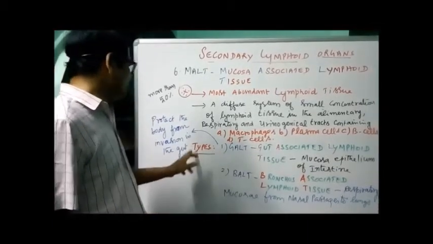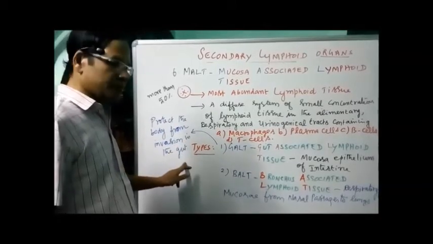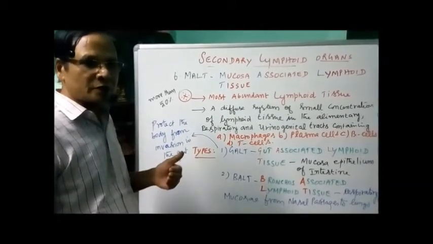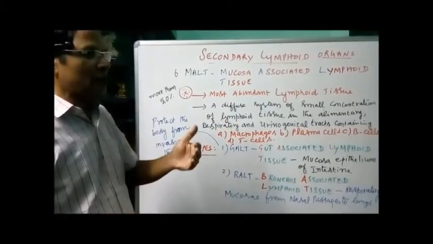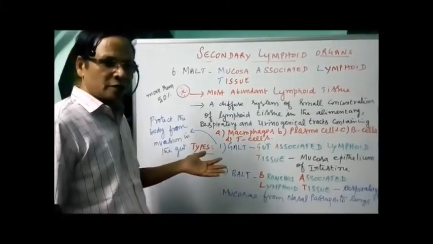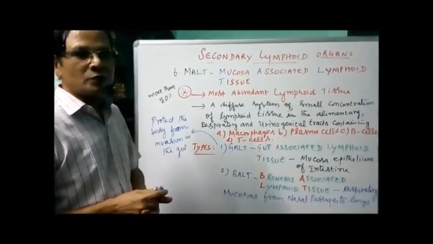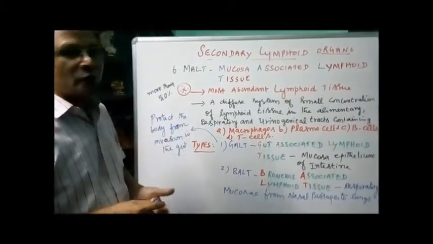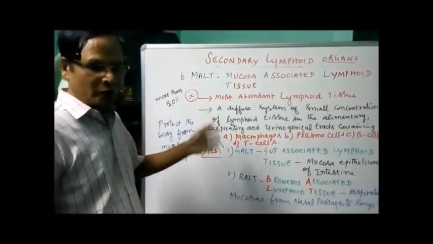Then, as I mentioned about GALT, it protects the body from invasion in the gut. It gives protection against enteric antigens. Pathogens that enter the digestive tract are killed and destroyed by the mucosa associated lymphoid tissue formed in the gut region. So that's all about the various lymphoid organs.